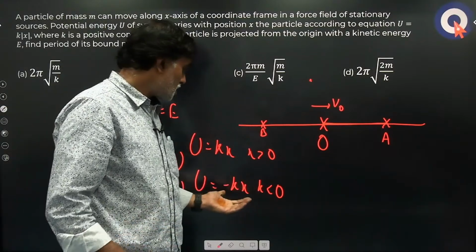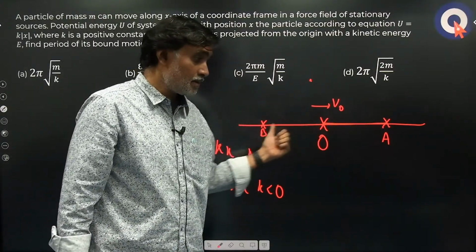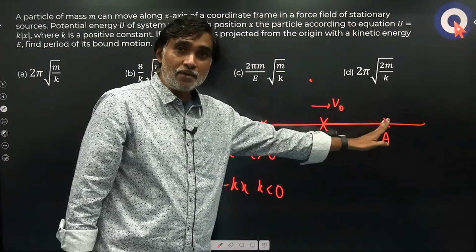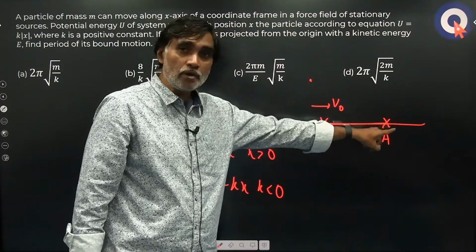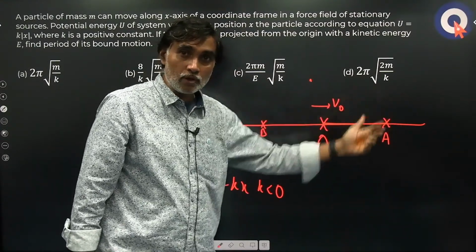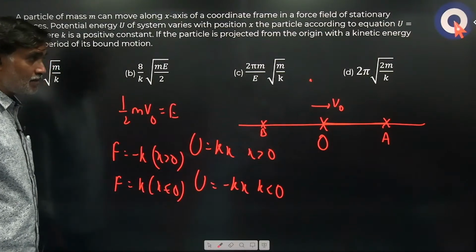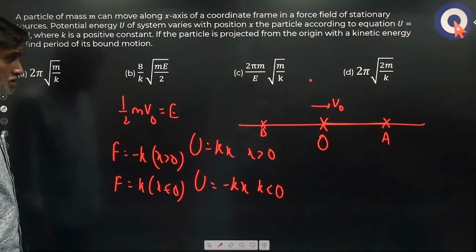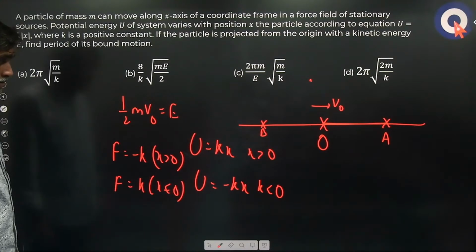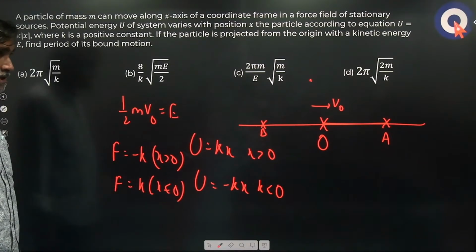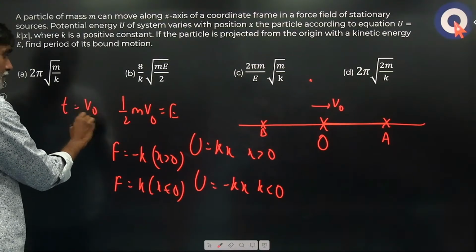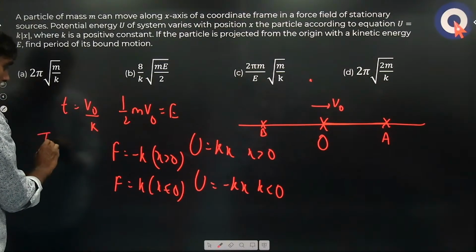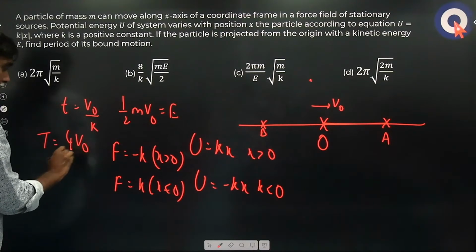Because the force is the same in magnitude here and here, the time taken from O to A is the same as A to O or O to B or B to O. So find the time taken to go from O to A and multiply by 4, and you will get the time period of oscillation. What is the time taken to go from O to A? The force is k towards the left, initial velocity v naught. So the time taken is v naught by k. So what is the time period? 4t, that is 4 v naught by k.